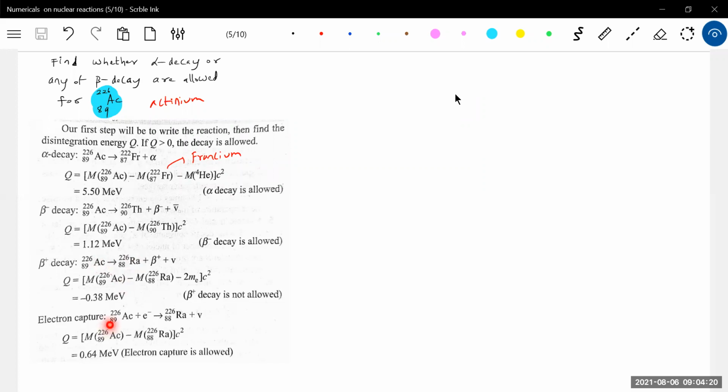Next, we are bringing in electron capture also. There's a neutrino. It should be like this. Here also electron capture is possible for this particular case: you just take the mass of actinium and the mass of radium, and take the difference. If that Q is positive, fine. If Q is positive, electron capture is allowed. If Q is negative, electron capture is not allowed.